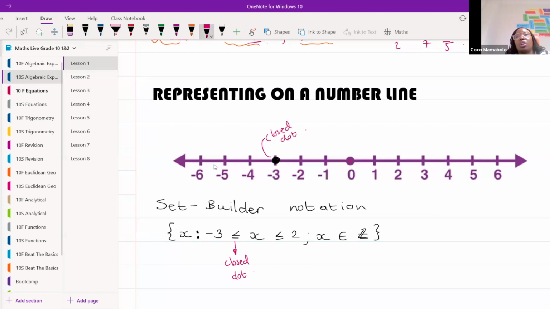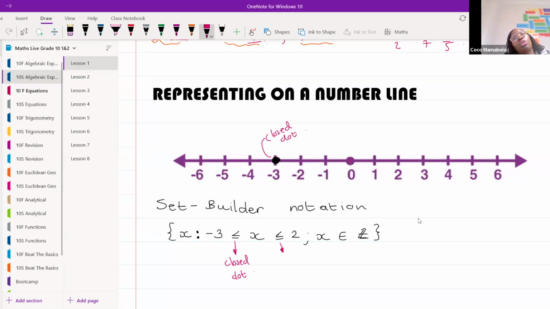Okay, closed dot. How far are we going? Up until which number? Correct. Up until 2. Beautiful. So I'm going to go to 2. Is 2 also included? Yes, it is. It's included.